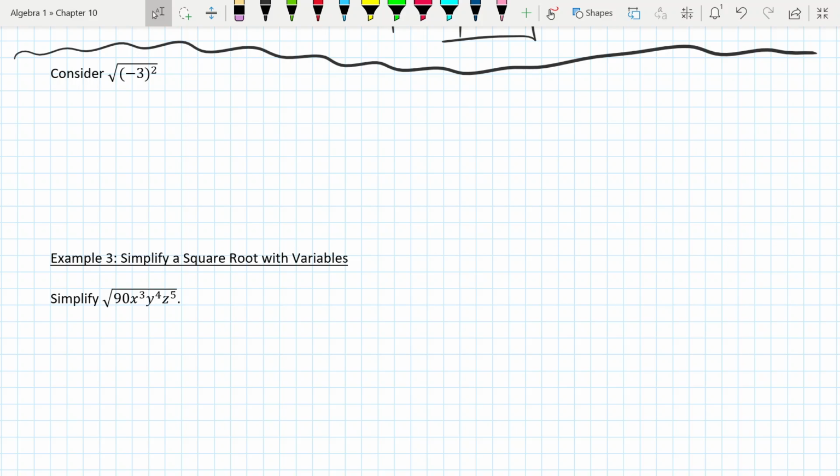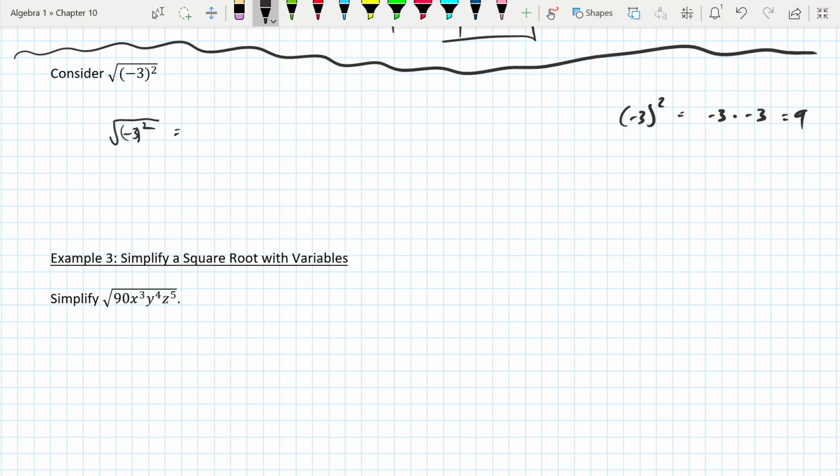Okay, I want you to consider something. Consider the square root of negative 3 squared. So the square root of negative 3 squared. Notice how the negative 3 is in parentheses. Negative 3 squared is negative 3 times negative 3, which is positive 9, right?